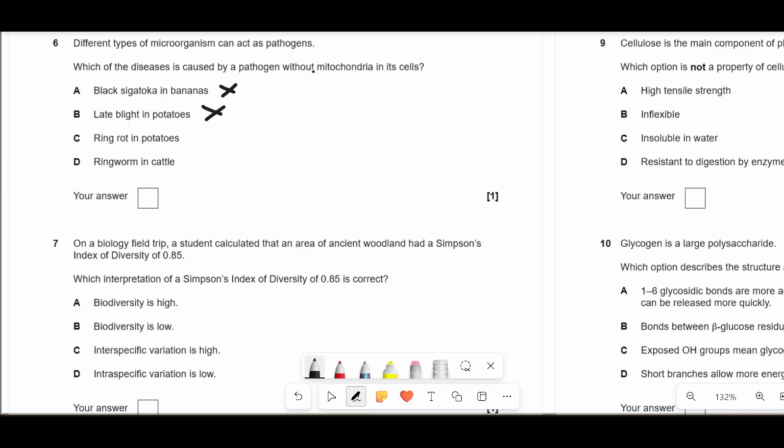Now if we look at ring rot in potatoes, it is caused by a bacterium. Bacteria do not have mitochondria because they're prokaryotic. They don't have double membrane bound organelles, and that includes mitochondria, so C. And ringworm in cattle, if we wanted to go further, is a fungus.